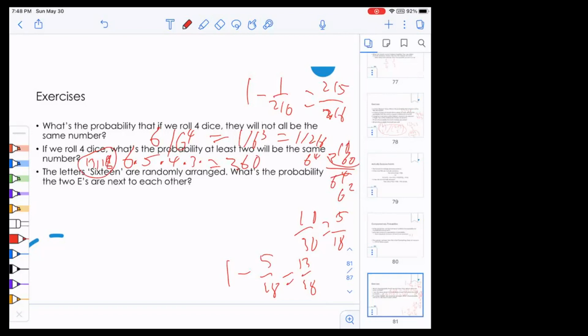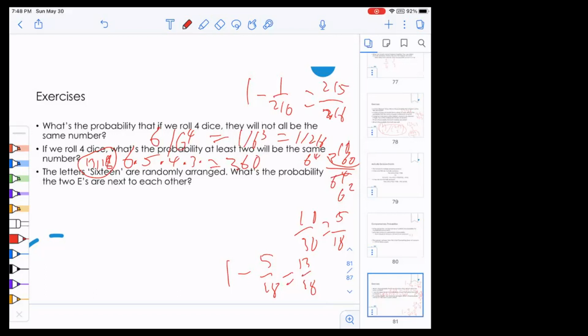So now we do this. The letters SIXTEEN are randomly arranged. What's the probability that the 2 E's are not next to each other? So here we're also going to use complementary counting, where we're going to find the probability that they are next to each other. So since they're next to each other and they're always going to be next to each other, we can count them both as one letter basically.